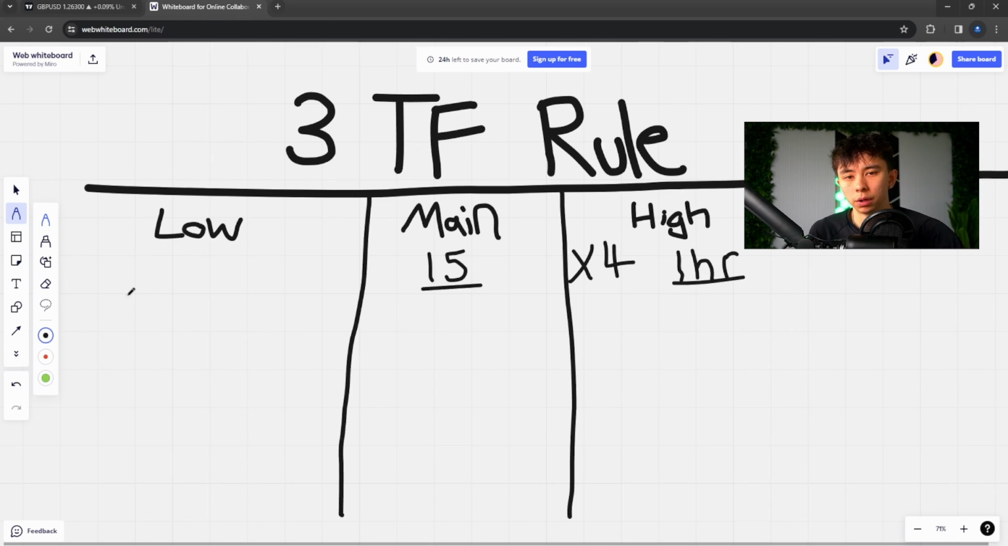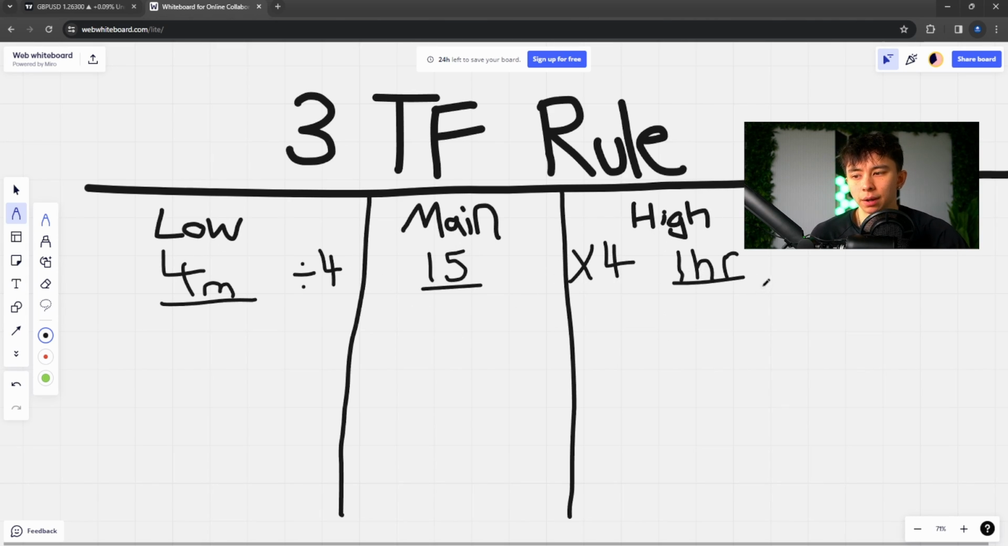And now for a low, do the opposite. You're going to divide it by 4. Obviously, you can't get this divided by 4. So what you normally do is round to the closest thing. And what we can do is do a 4-minute time frame, because 16, if we rounded up just to 16, we divided that by 4, we would get the 4-minute time frame. So this is going to be our low time frame. This is going to be our main time frame. And this is going to be our high time frame.